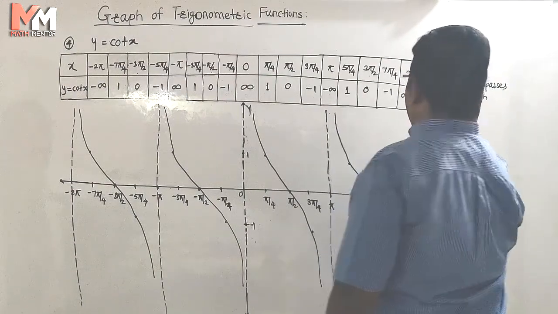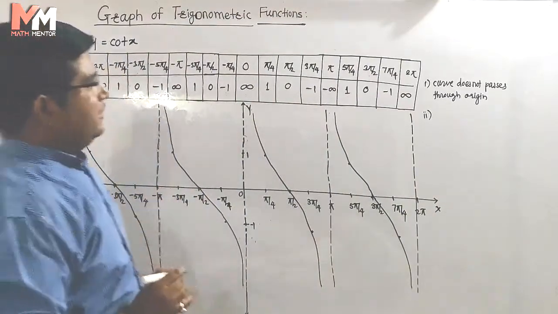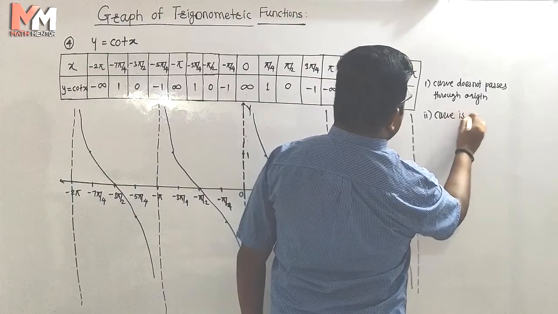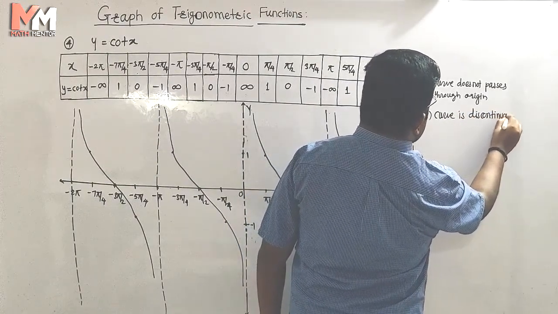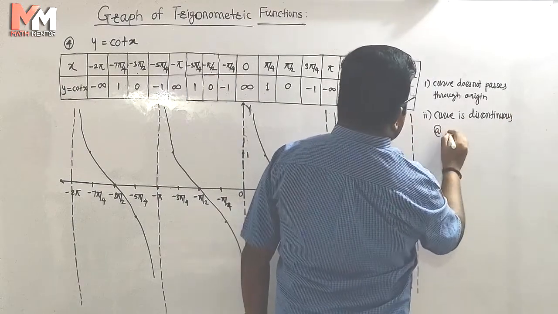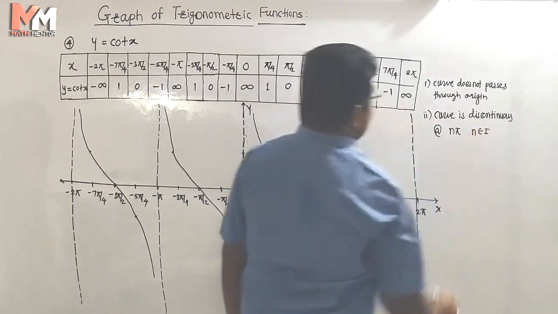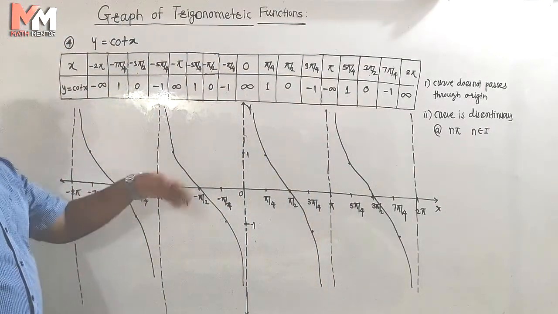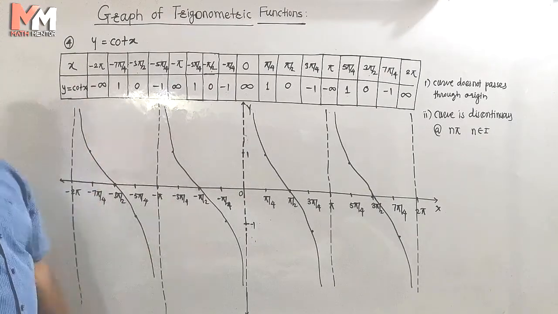The second point to remember here: this curve is discontinuous at n pi, where n is an integer. N pi means 1 pi, 2 pi, 3 pi, minus 1 pi, minus 2 pi, minus 3 pi. This curve is discontinuous.